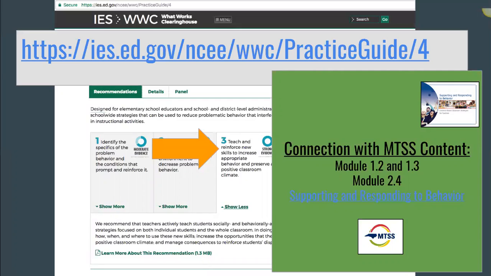Now we're going to go deeper with this work in Module 2.4, and one example of how we'll be going deeper with this work is the resource that we just showed in connection with recommendation number 2, which is the resource on supporting and responding to problem behavior, which is linked here.